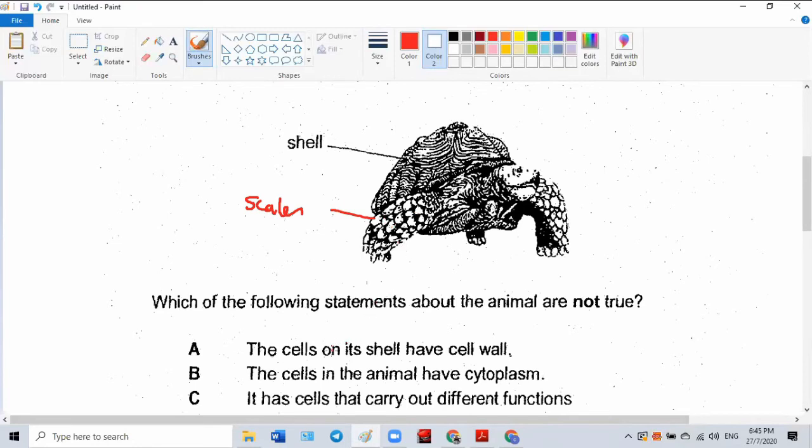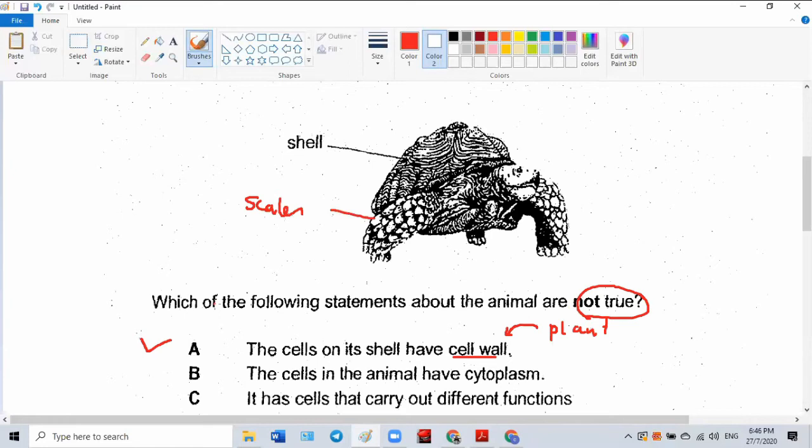The cells on the shell have cell wall. Do you have cell wall? Can't be so sure. Who has cell wall? Only plants, right? Animals don't have. So this is wrong. But it's wrong because they're looking for the not true one. So I have to pick this. Although it's talking nonsense, because the question is looking for the not true one, the not true statement becomes the one that I must pick as correct.